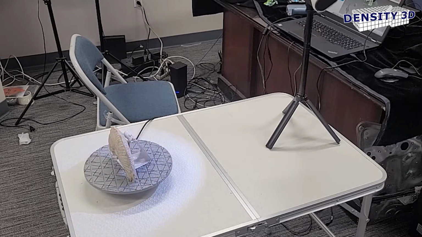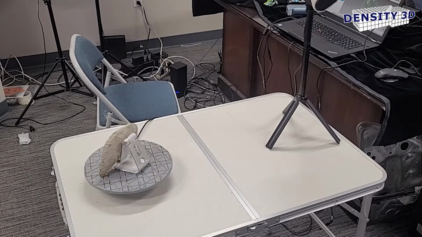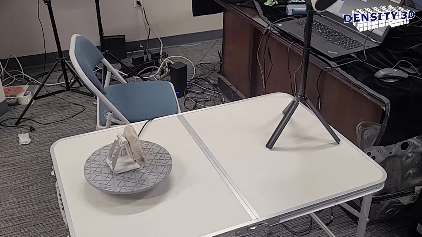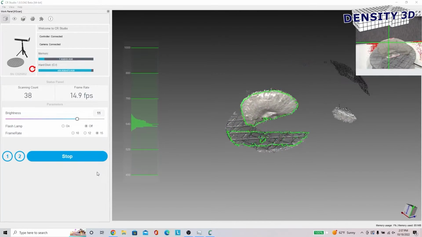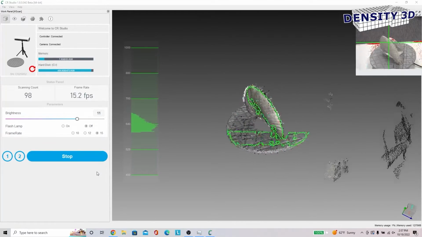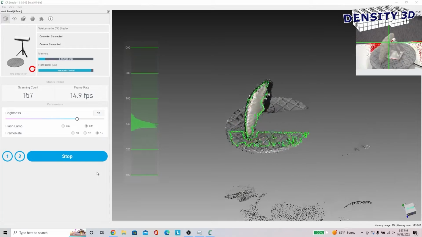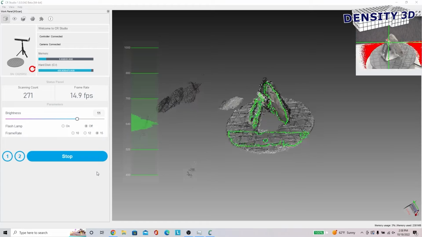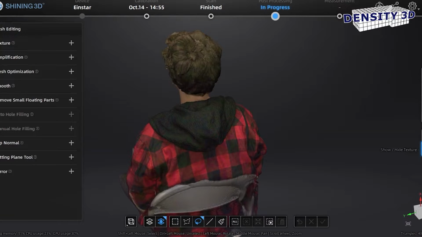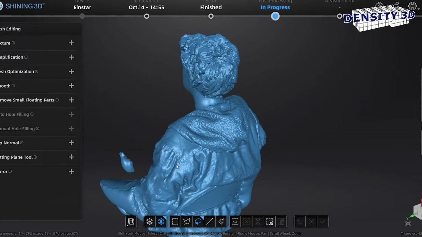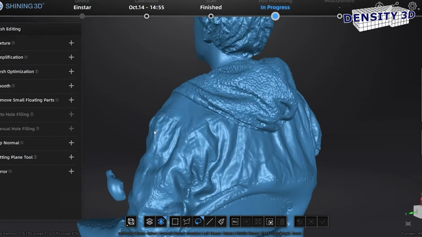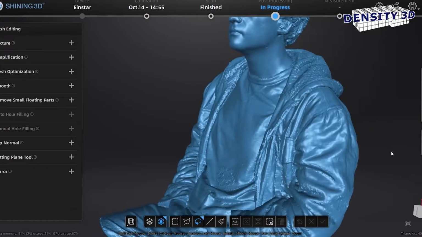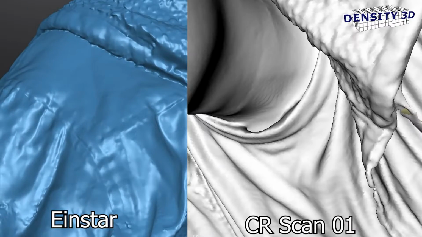For resolution, these scanners are actually using different methods of measuring resolution. Einstar has a point distance of up to 0.1 millimeters, and the CR Scan 1 has a spatial resolution of 0.5 millimeters. If you aren't super familiar with these terms, basically it means that the Einstar has the potential to capture much more fine detail. Potential being the key word here, as point distance doesn't necessarily measure point density. But ambiguity has no place in a comparison video, so let's look at the scan results. Now let's talk about the user experience.